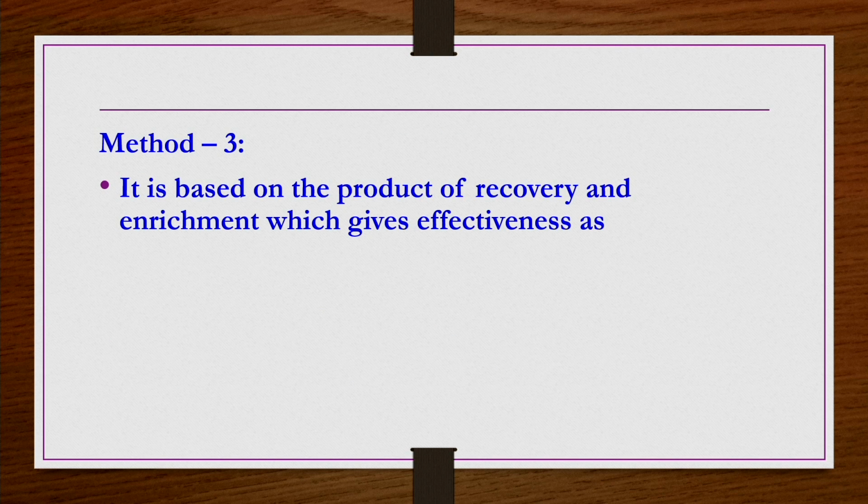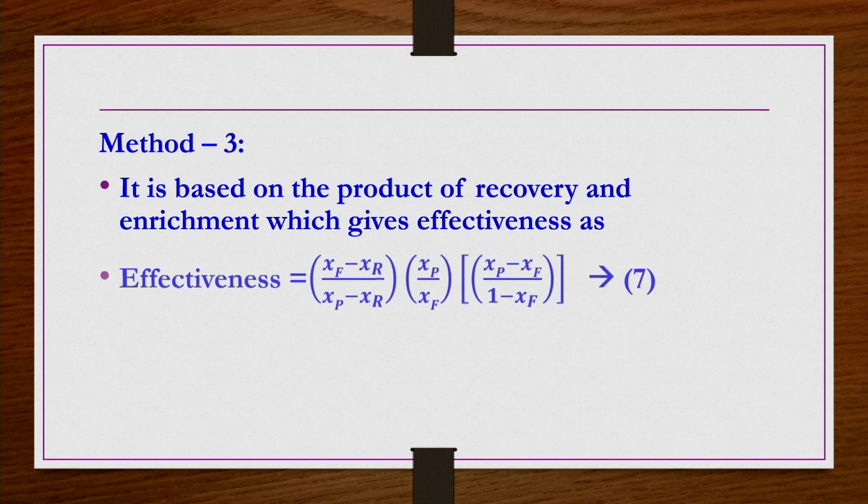Another method, method 3, is based on the product of recovery and enrichment, which gives the effectiveness as this one, equation number 7. We take a couple of problems and then try to calculate effectiveness by these different methods and then see how different numbers we get by the 3 different methods.